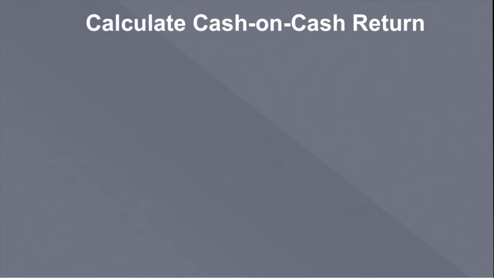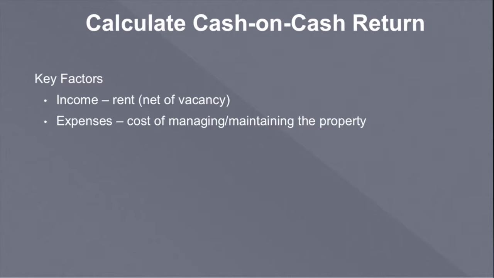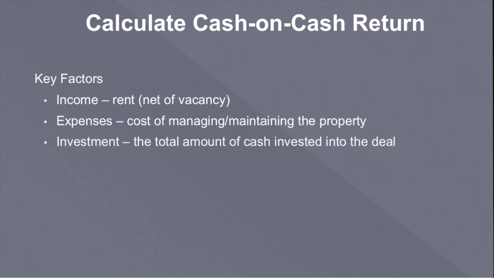As we dive into cash on cash return, some of the key factors here are the income, or the rent. Now, I say "or" because it's not always rent, as we talked about in the last lesson. Income can come from many sources, but by and large, when you're a real estate investor, it's all about our favorite four-letter word, rent, okay? That's where it comes from, net of vacancy, of course. And the expenses, always important: the cost of managing or maintaining the property. The investment: how much cash did we put into the deal?